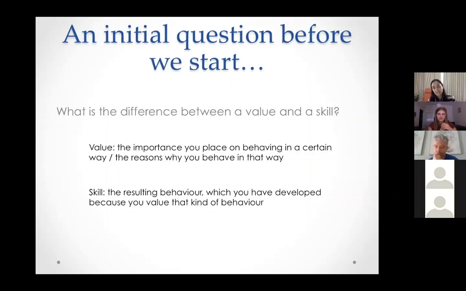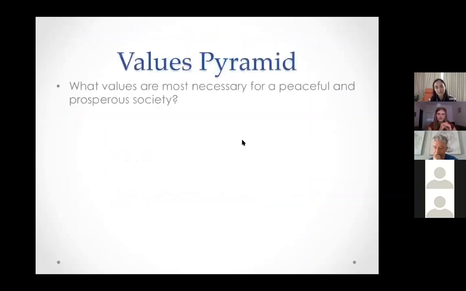Okay. The reason why I want to define that is because we're now going to move a little bit more in depth into values. Okay, so next question for you. What values are most necessary for a peaceful and prosperous society? I know it's such a large question, but the idea is to brainstorm what are the possible values that we can have, that we can cherish, and that should navigate or control our actions or influence our actions.